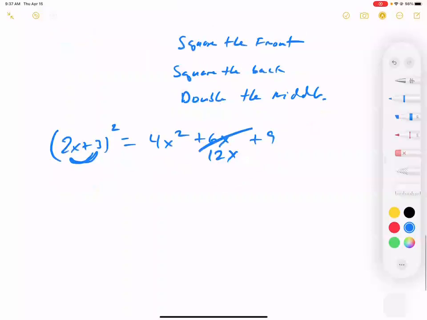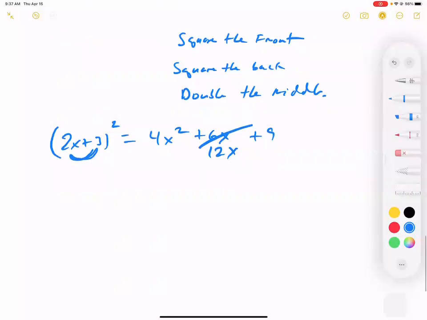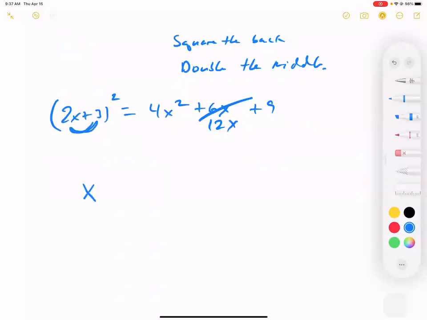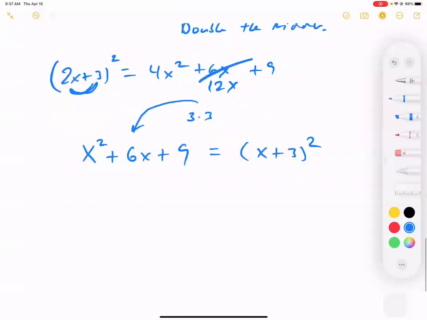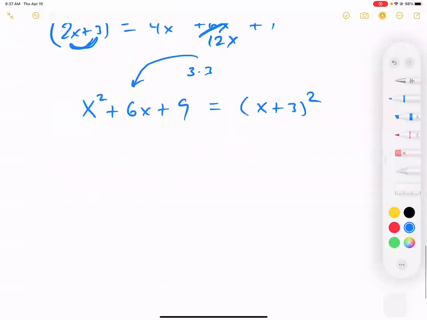Now, knowing this rule, if I give you a problem that says x squared plus 6x plus 9, you're probably thinking, isn't 3 times 3 9? But is 3 plus 3 6 also? Automatically we know this is x plus 3 squared. Because 3 plus 3 is that 6. We actually double the middle, so going backwards.